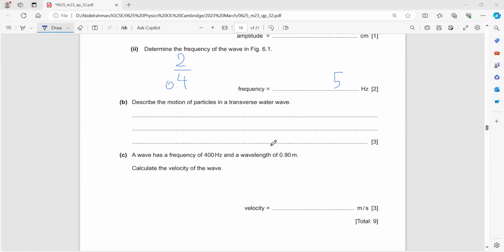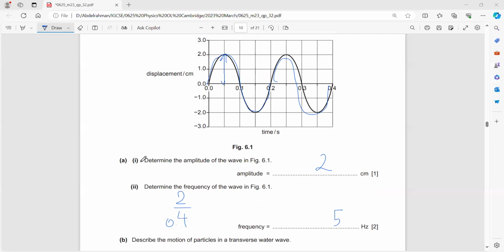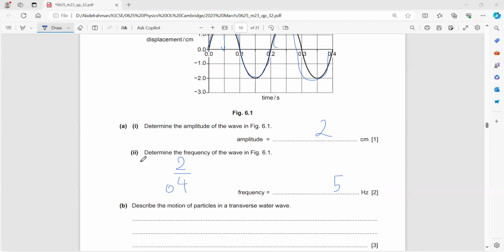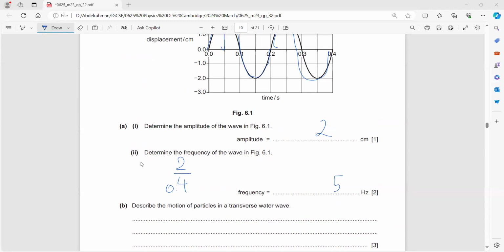Can you repeat double I again? What is the frequency? How can we calculate the frequency? It's the number of waves divided by the time taken. What is the definition of the frequency? It is the number of waves per unit time.